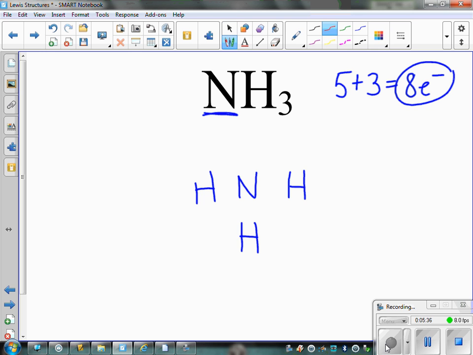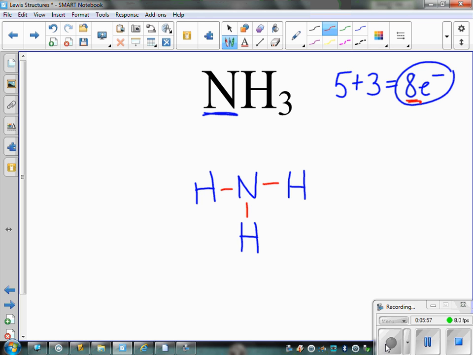The next step tells you to connect all the outside atoms, which are the hydrogens, to the inside atom with a single bond. So we're going to draw a single bond in between each one. Now remember, a single bond is 2 electrons. So thus far we've used 6 electrons here. We had a total of 8, and we've used 6.